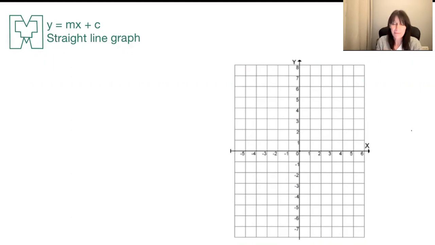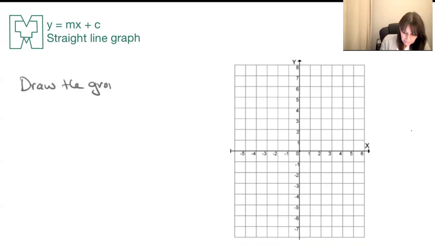Obviously, if we're working on a coordinate grid, it means we're going to need coordinates. And actually, that's the biggest part of this particular question, getting the coordinates in order to draw the line itself. So if I was to ask you to draw the graph of y equals x minus 4, our first job is to get the coordinates. That comes from a table.